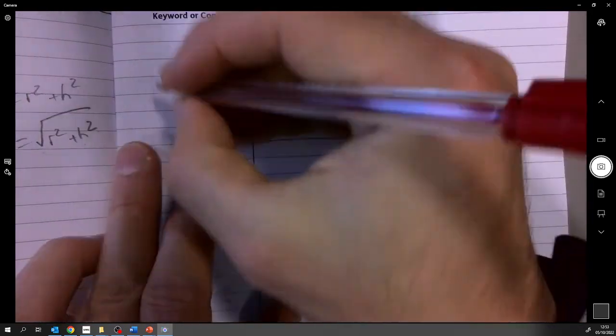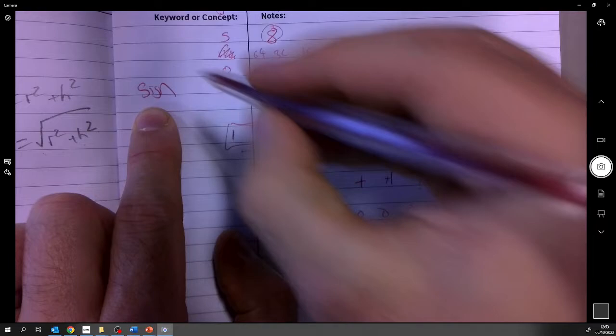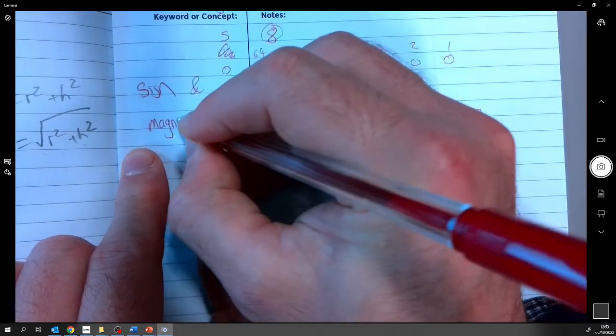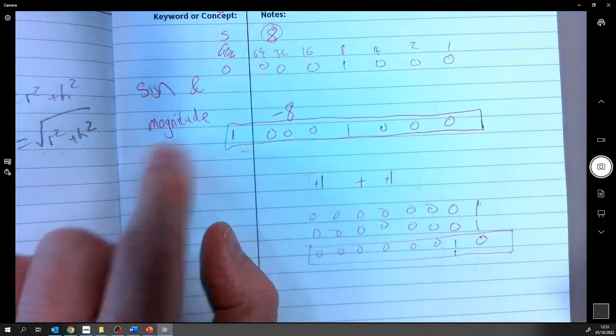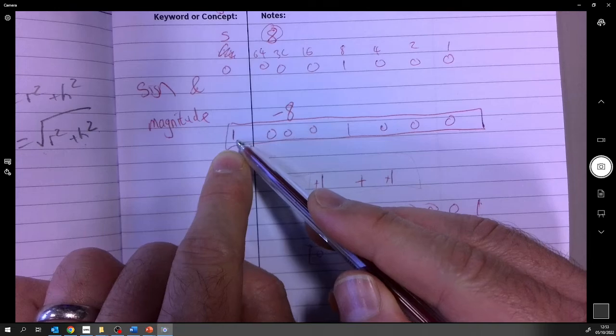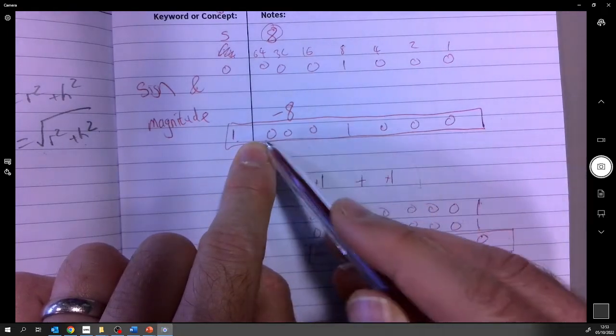So let's be clear that what we're writing down here, this is sign, as in positive and negative, and, excuse the horrible handwriting here, magnitude. Magnitude means size. So this is the sign bit, positive or negative. This is the magnitude bit. How big is it?